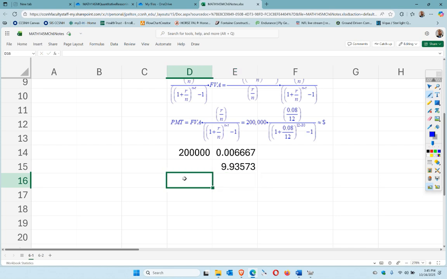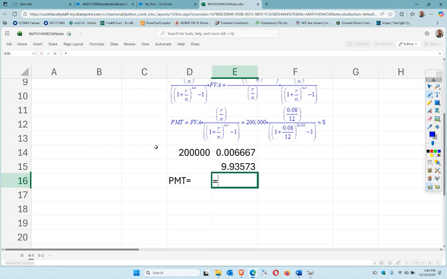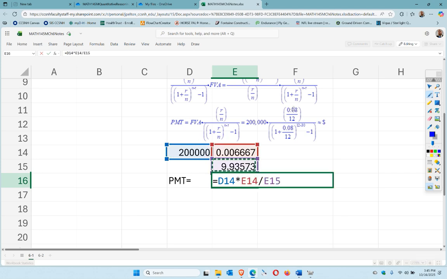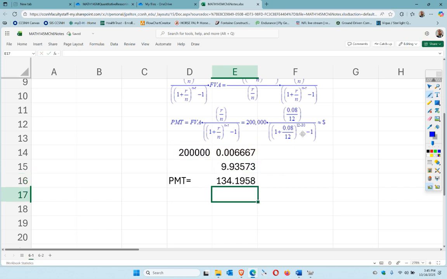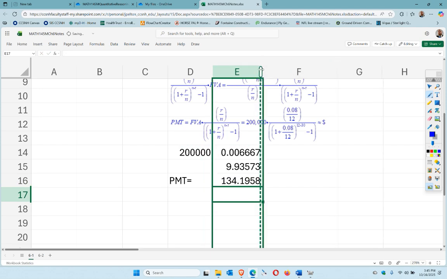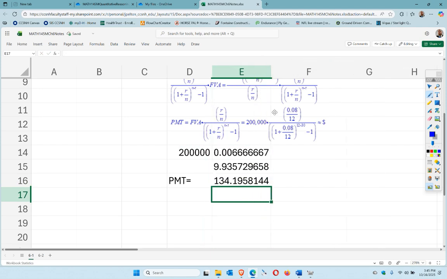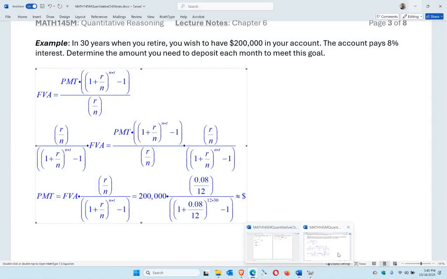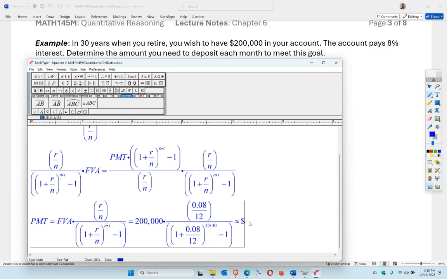So my payment is going to be equal to this times this divided by this. So it's 200,000 times this divided by this. Notice I'm doing it in parts. You can go back and watch the video a little bit slower. You can get more decimal values if you want by making that bigger or smaller, so you keep going out. I don't know, we'll say 1958 is good enough. Okay, so we'll go back to our thing here.